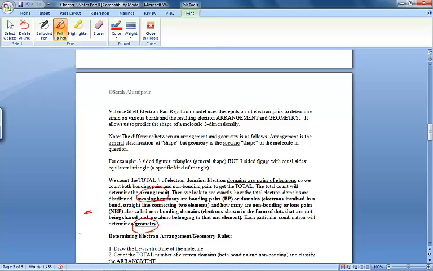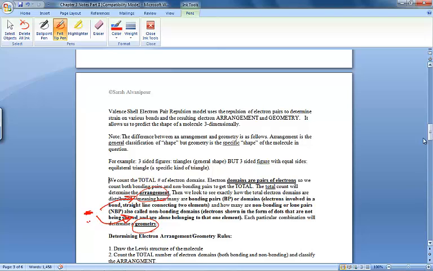Or are they non-bonding domains or pairs? Are they dots? Because if you look at them in total, that'll give you a general shape, a triangle, for example. But if you look to see exactly how many of those domains are dashes and how many of them are pairs of dots, that'll give you a more specific look at the geometry of the shape.